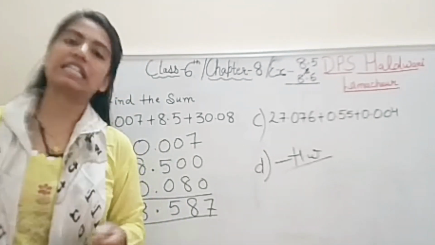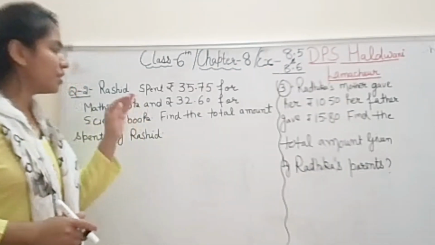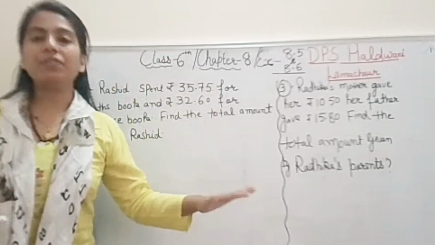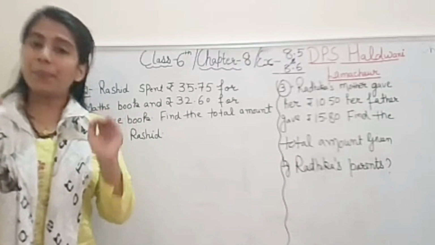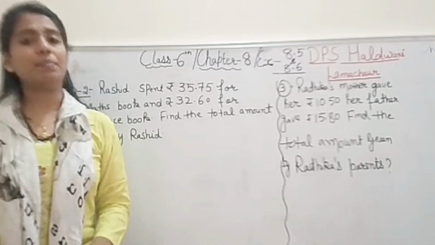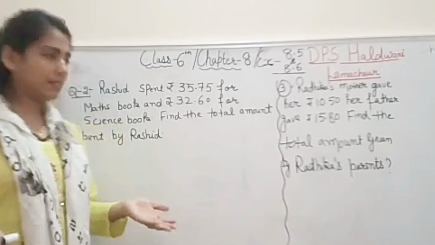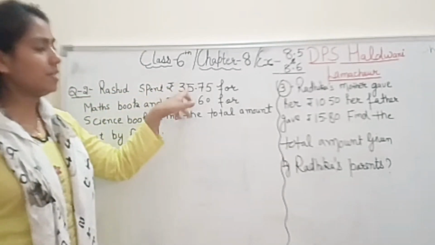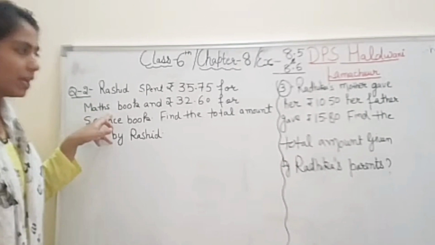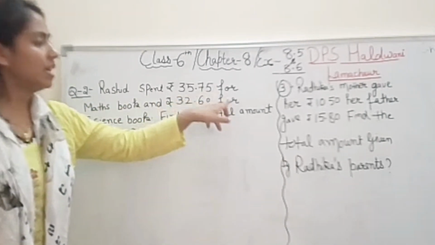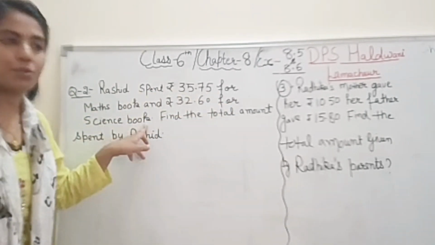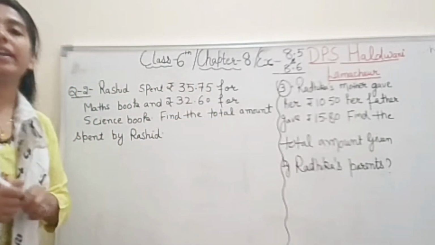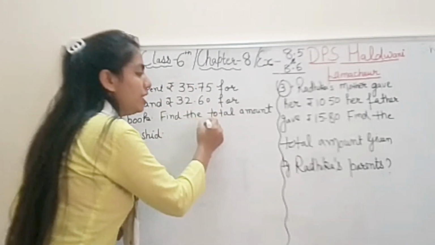Now coming to our next question. Students, in question number 2 we have a total of 7 questions, and questions 2 to 7 are word problems. But the thing is the same in every question. Start with the second question. Rashid spent this much rupees for a maths book and this much rupees for a science book. Find the total amount spent by Rashid. So what is it asking? The total.